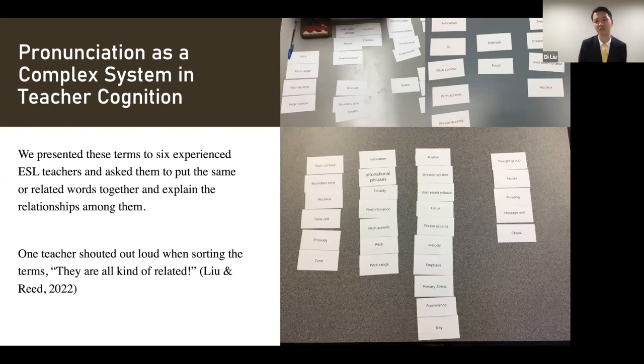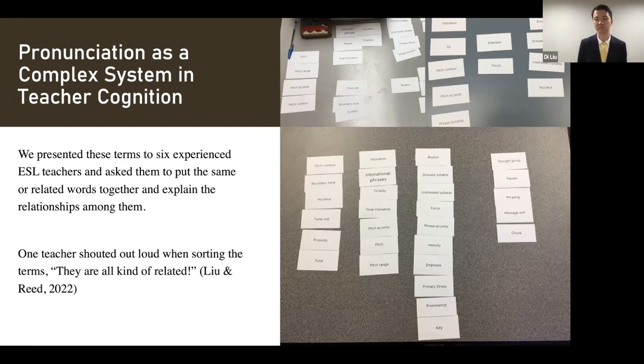But why is that an issue? Well, what will happen if two teachers have different understandings of the same system? It will affect their teaching or influence how they introduce the system to learners.